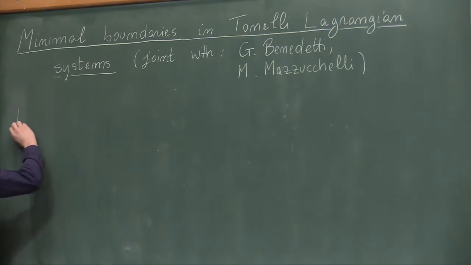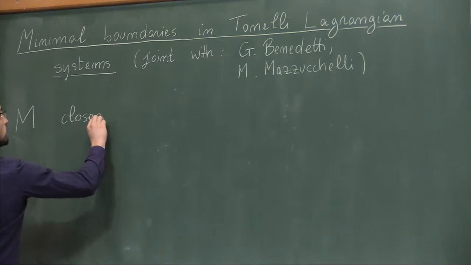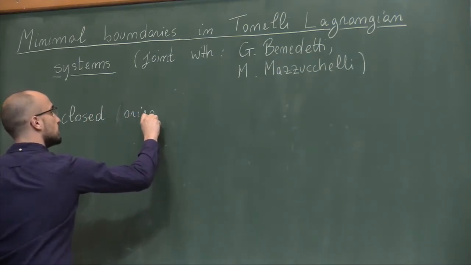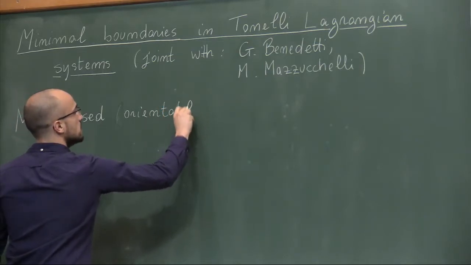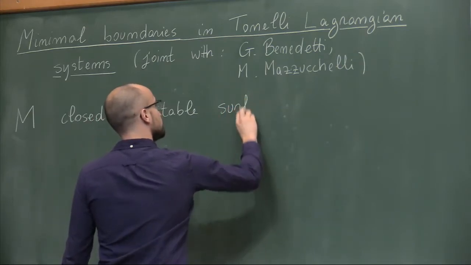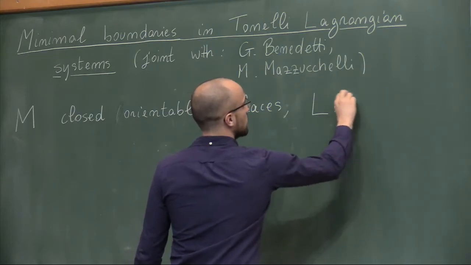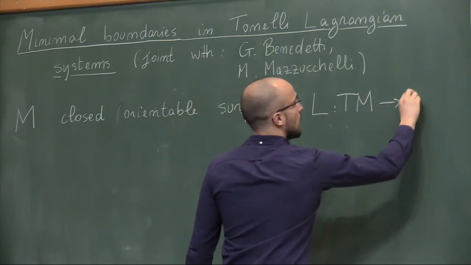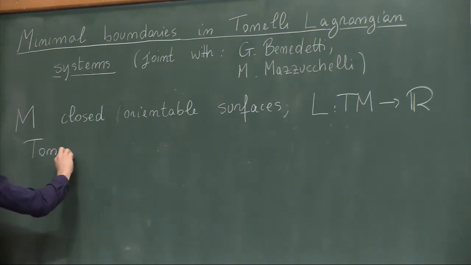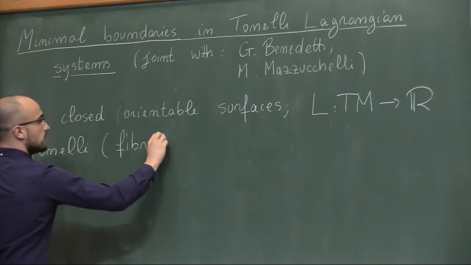Throughout the talk, M will be a closed surface, and for the moment, I will also assume that it is orientable. At the end of the talk, we will see what we can say about non-orientable surfaces. And L will be a Tonelli Lagrangian. By Tonelli, I mean fiber-wise strictly convex and superlinear.